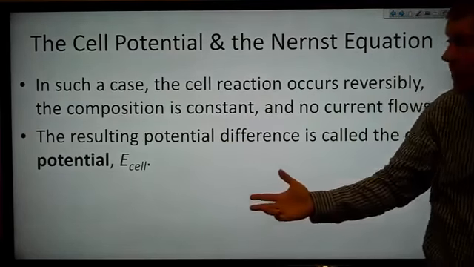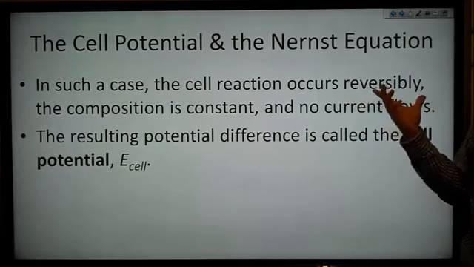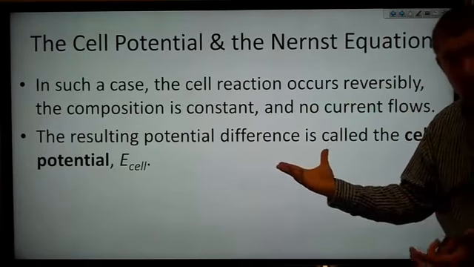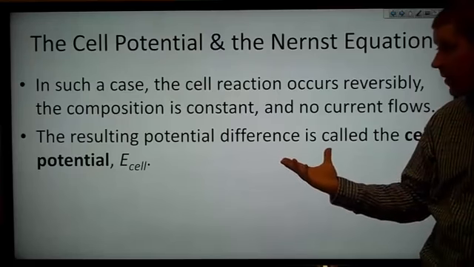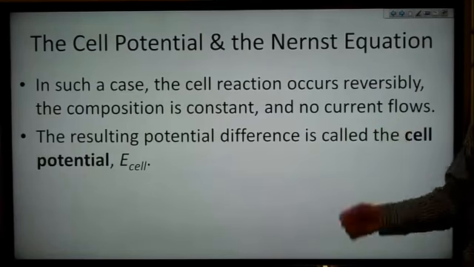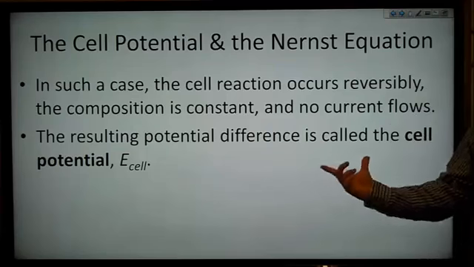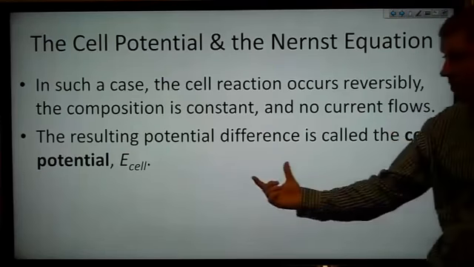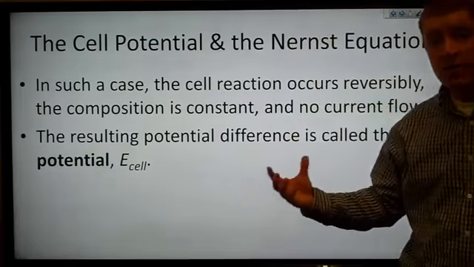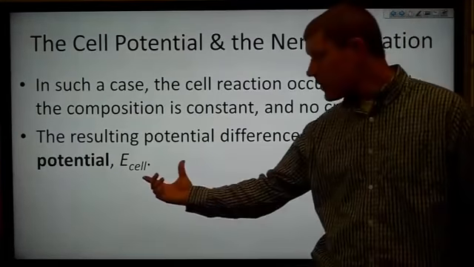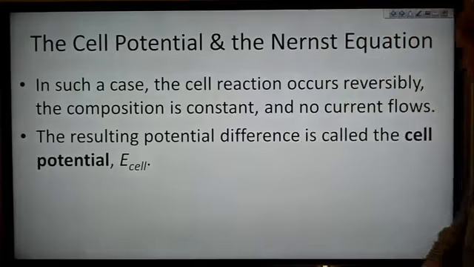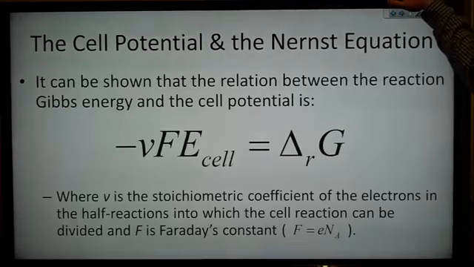So in this case, our cell reaction occurs reversibly because the composition is constant. We're not really allowing electrons to flow one direction or the other, and no current flows. So, the resulting potential difference is called the cell potential, E cell. E there stands for electromotive force. So this is basically a voltage. We measure this in volts. So that's our cell potential, E cell.